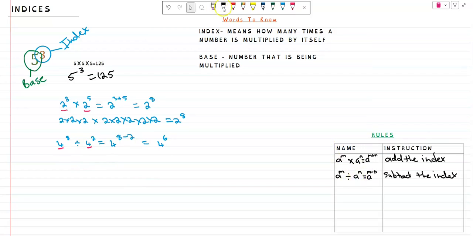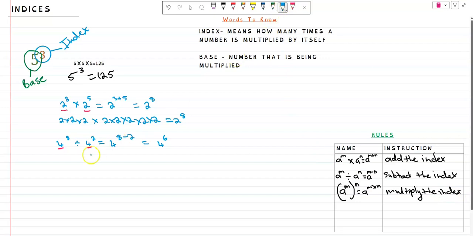Our second last rule that we need to know about indices is when we are multiplying the base. When we have a to the power of m, bracket, to the power of n, which means those two indices will have to multiply. We have a to the power of m times n. So we multiply the index. As easy as that. Let's do an example.